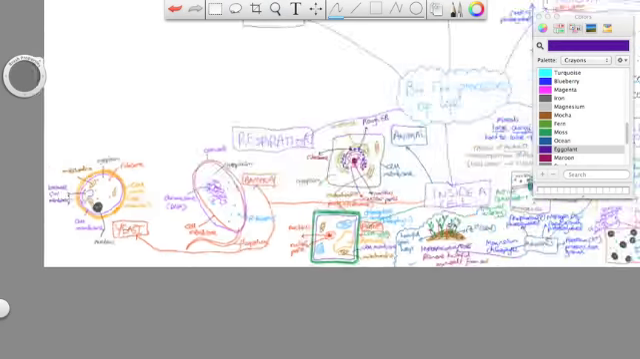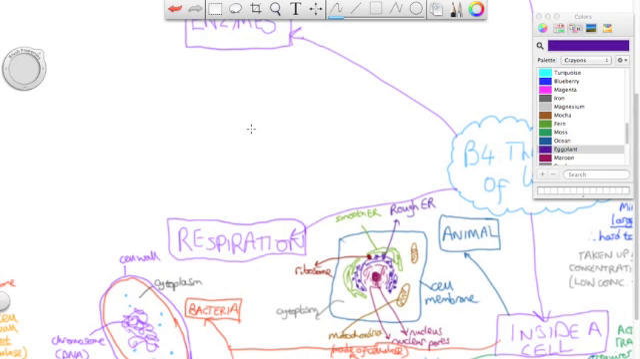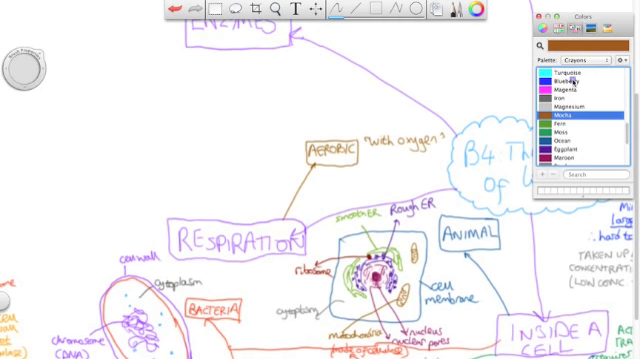So you should be able to compare those 4 types of cells, but also explain what each part does. And please never say that the nucleus is a brain of a cell. It's not the brain of a cell. Don't say that. Now, let's look at respiration.